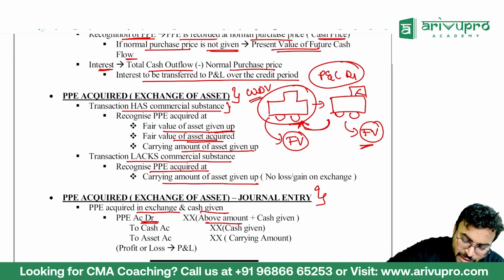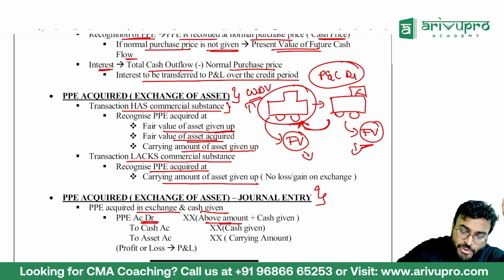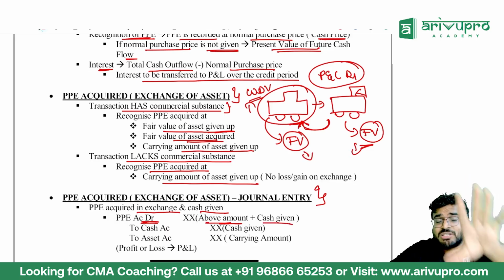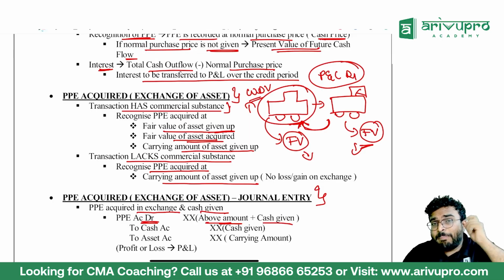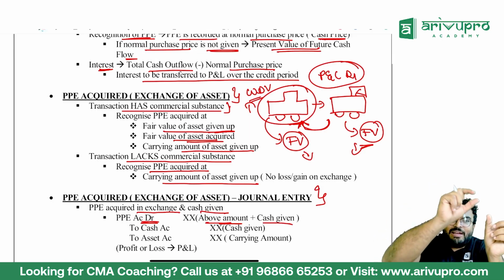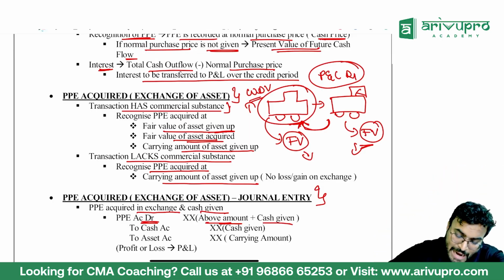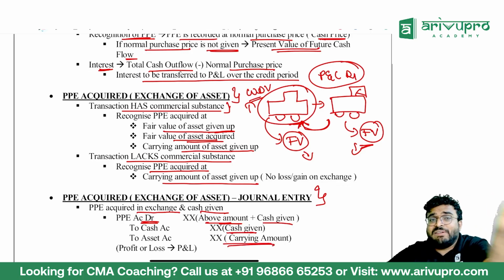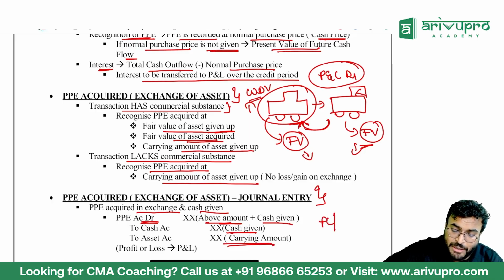PP account debited, whatever amount we have decided, this fair value or this WDV, that amount plus cash given. So the PP amount will go up, and credit cash account for the cash that you are paying, and credit asset account, the asset which is going out. Profit or loss will go to P&L.